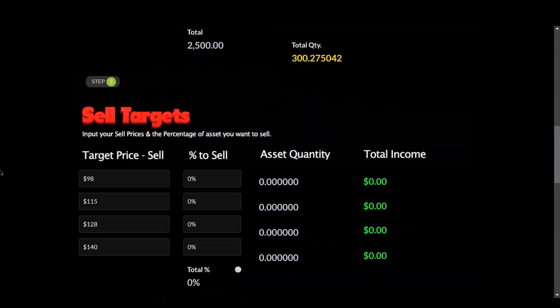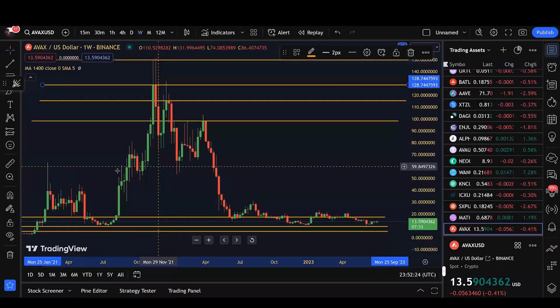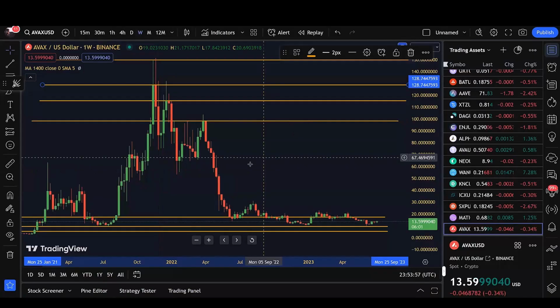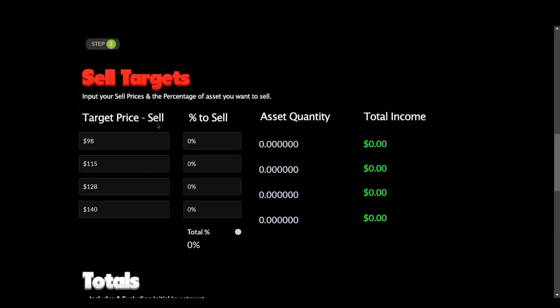Again, I've populated them. They're based on my sell targets here. For this scenario, we're just going to go as high as the previous all-time high, which was back in November of 2021. So our first sell target will be in that $98 range. Again, you don't have to be exact. If you get to 95 and you think the market's taking a rest, take some money out, take some money off the table.